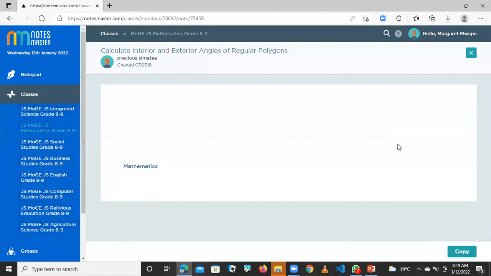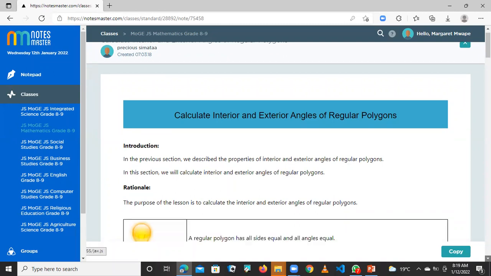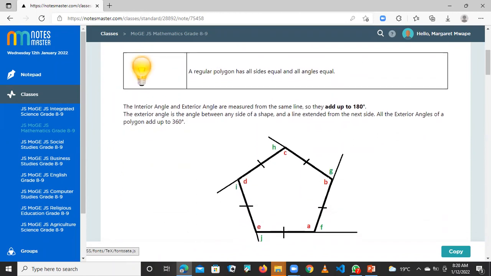Okay, there we are. It is opening. As you can see on top there, it says calculate interior and exterior angles of a regular polygon. These are the notes which you should be able to read on your own. There is an introduction, there is a rationale, then there is the torch to show you what you are supposed to know about the regular polygons.